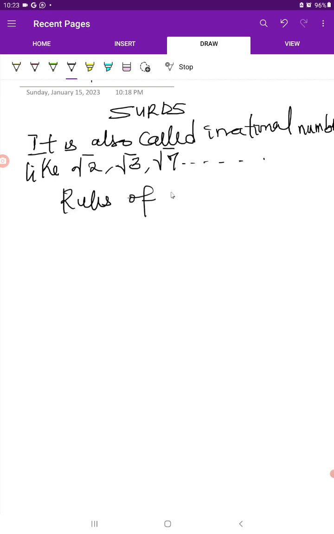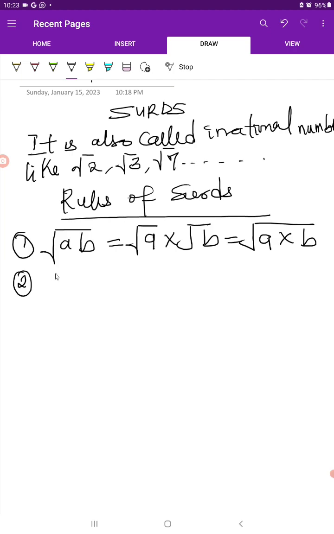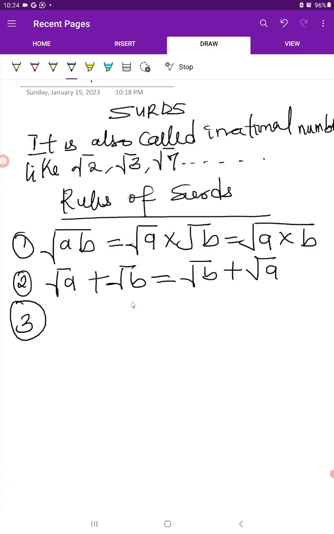Rules of surds. What are the rules? Number 1, if you have something like root AB, it can be written as root A times root B, which is the same thing as root A times B. Another law is that root A plus root B is the same thing as root B plus root A. We also have another law: if you have root A over B, it can be written as root A over root B.